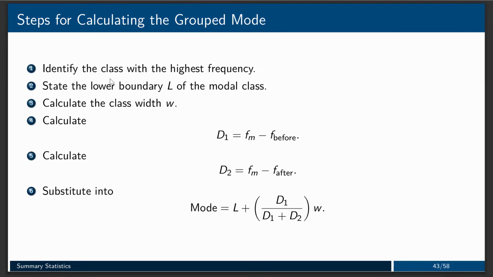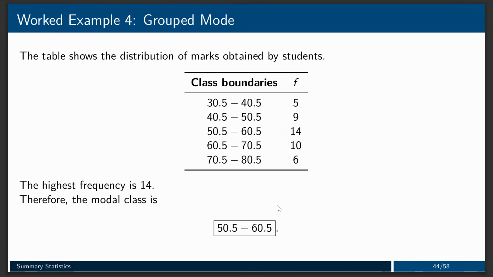So here are the steps. First of all, you must know what your modal class is by finding the highest frequency. Then you find the lower boundary of the modal class, the class width, then calculate D1 and D2, fix it all into the formula, and then you have the mode.